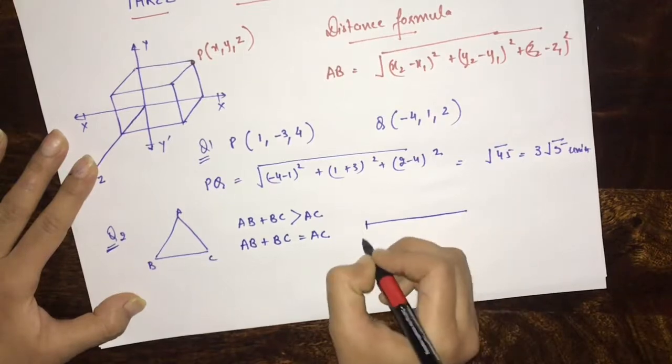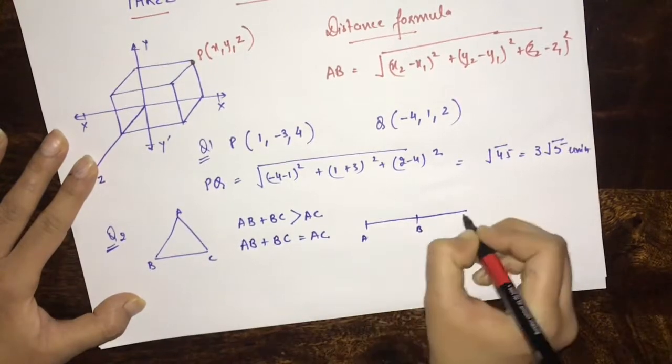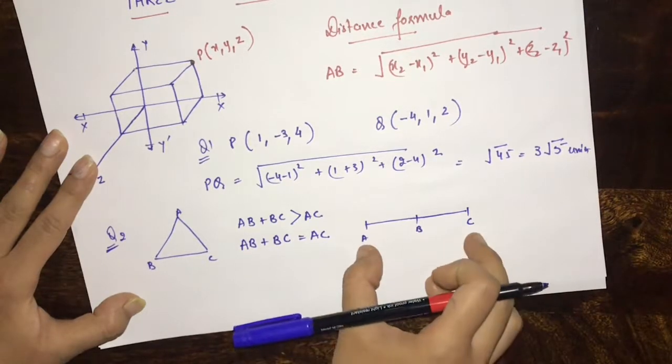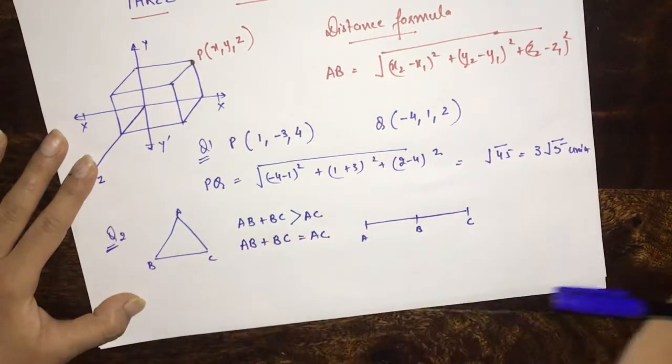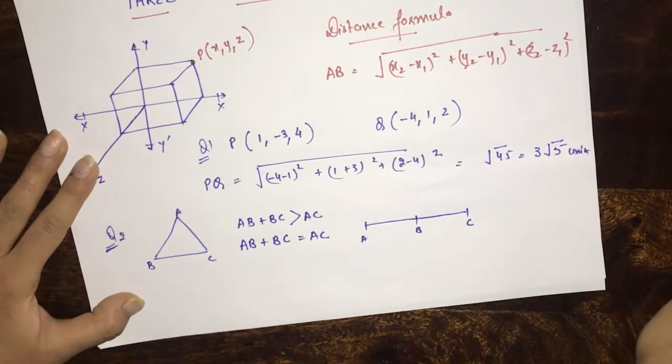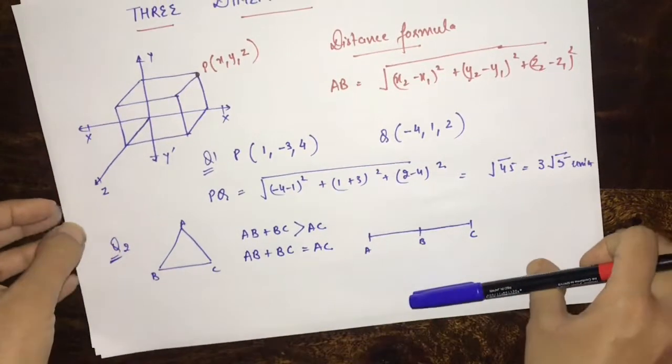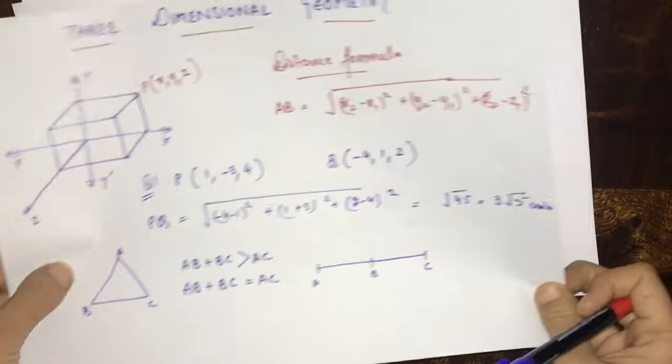How does it look? A, B, C. This AB plus BC is equal to AC. So when the sum of 2 sides is greater than the third side, it is supposed to be a triangle, and if it's on the same line, it holds an equality sign, that is AB plus BC is equal to AC. Okay, so let's do a simple question so that it makes things clear to you.